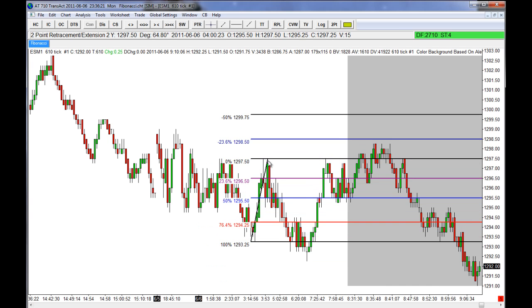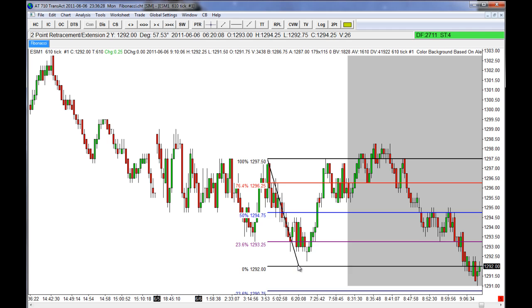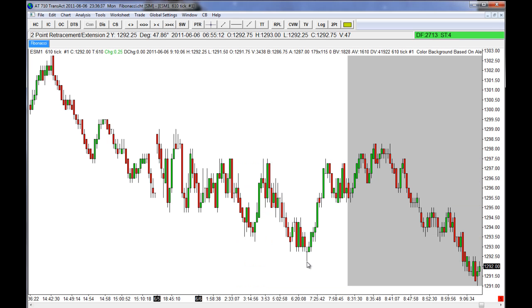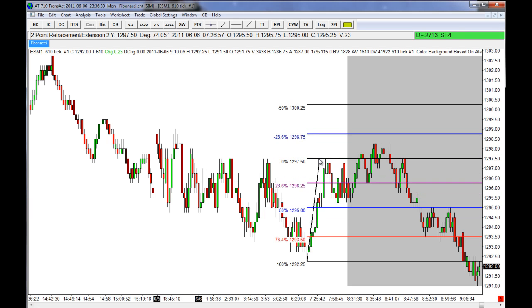So again, we draw in the opposite direction. Again, the line was broken. So I draw in the opposite direction, and once again price had broken that line before the market opened. So I drew another fib from here to here.